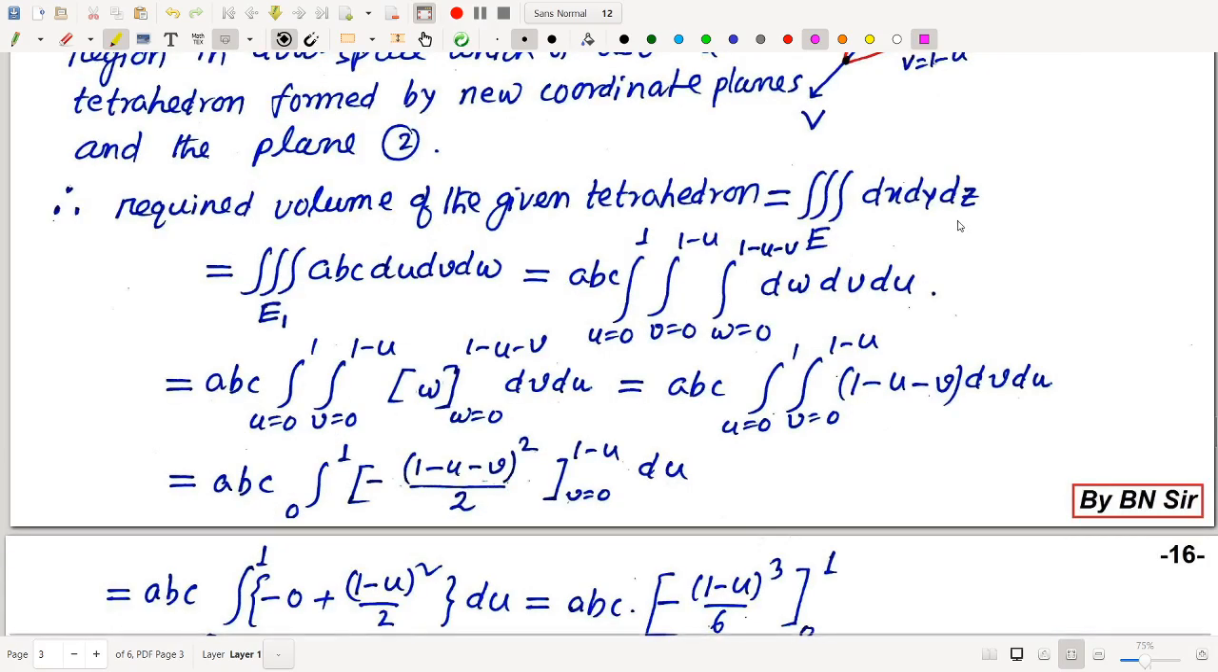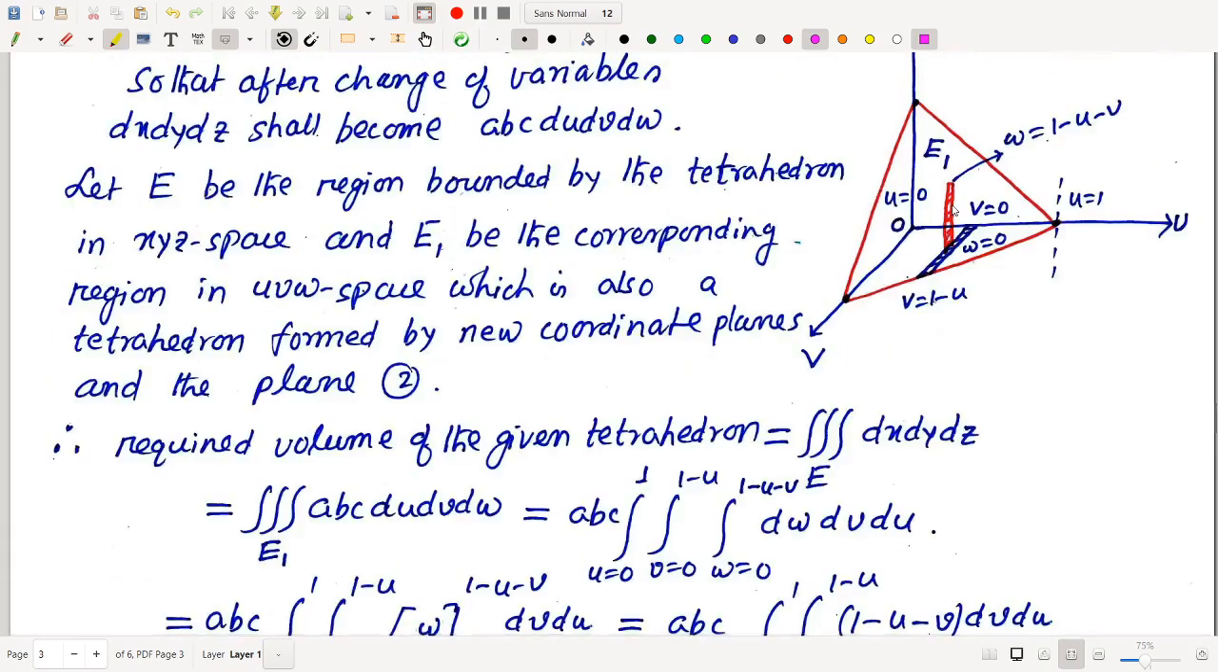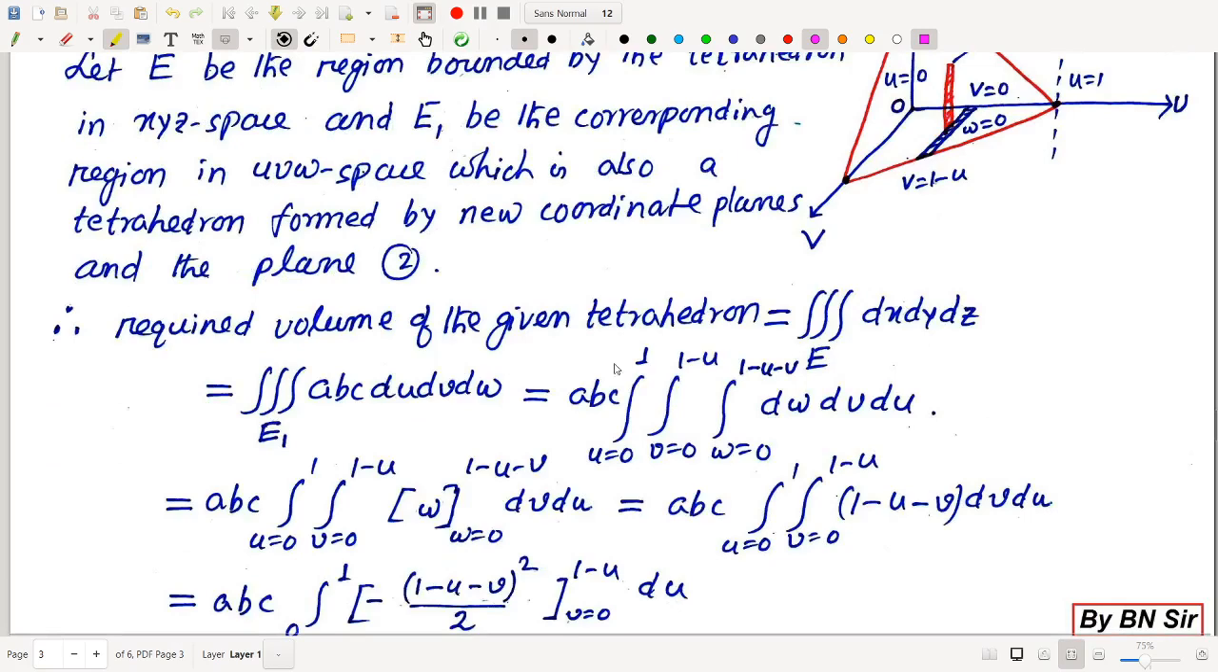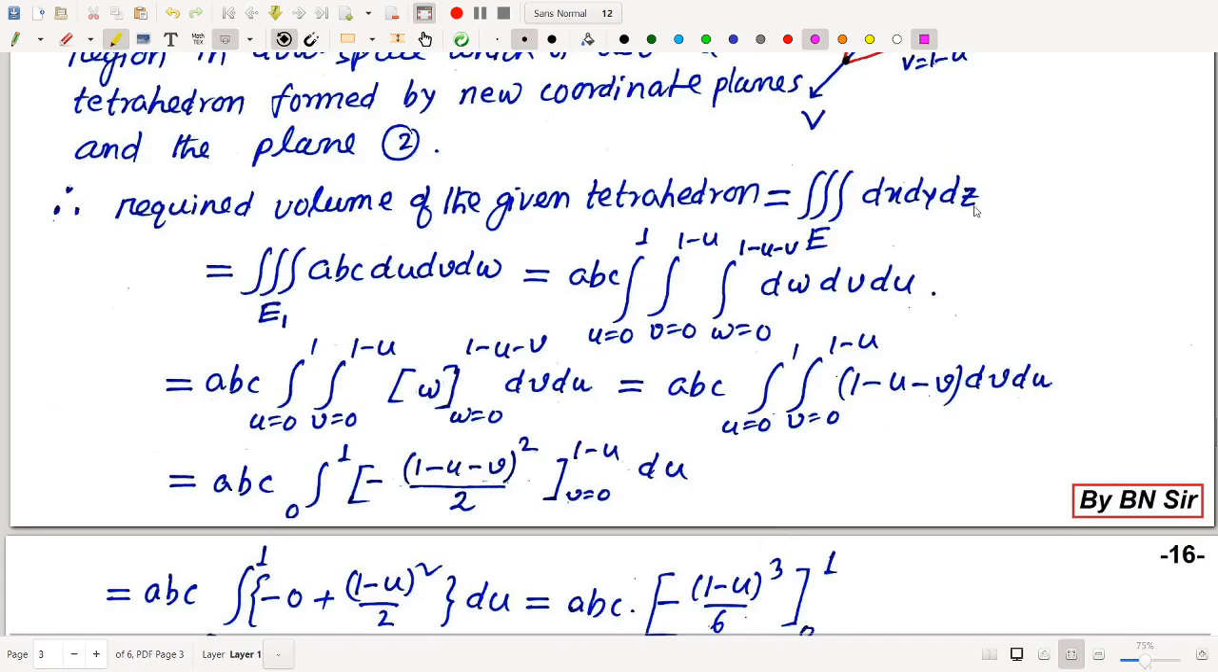So first we have to integrate with respect to z, because the limits of z here, after changing the variable, will be w. So after changing the variable, dx dy dz becomes abc du dv dw. We have changed the variables and the integration becomes over the region E1. So abc is taken common as a constant.